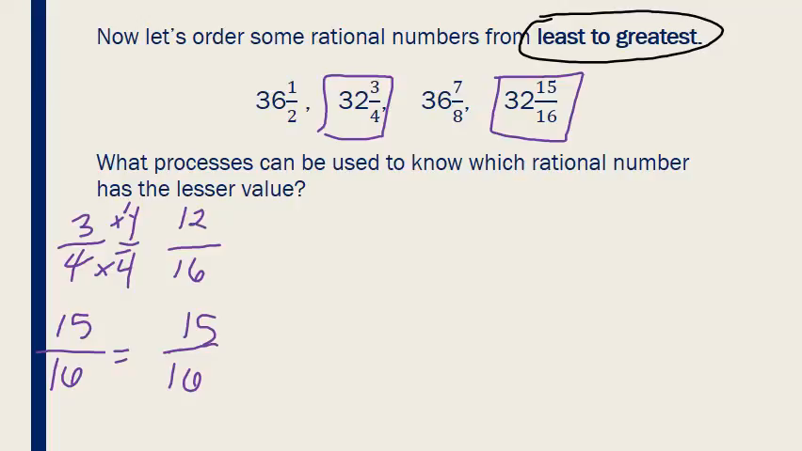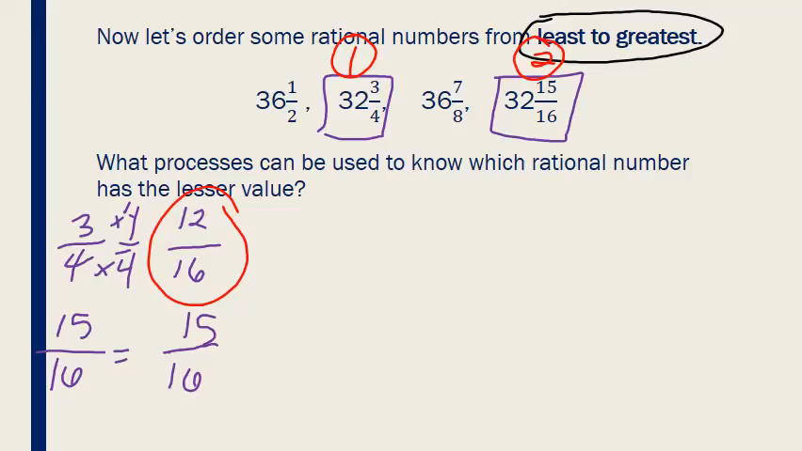All right, now all we have to do is just compare these. So we got 12/16 and 15/16. Which one has the lesser value? Very good, everybody. Yes, 12/16 has the lesser value. So we know that 32 and 3/4 will be the least number there. So I'm going to put a 1 above it. And we know that 32 and 15/16 will be the second value.